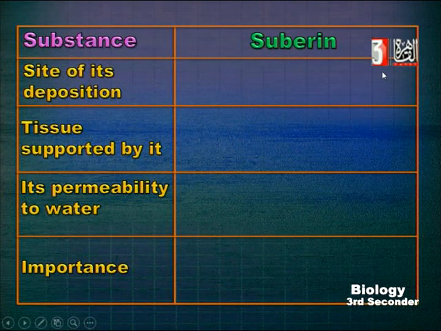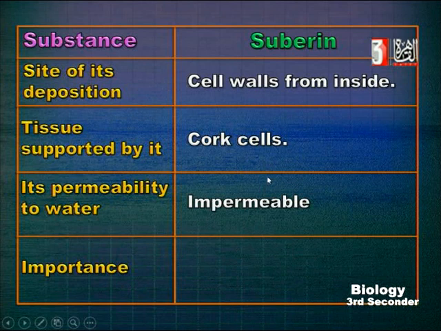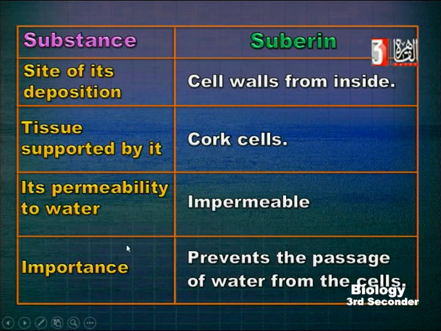Finally, suberin. Suberin is present in the cell wall of cork cells. So again, suberin is present in the cell wall from inside of the cork cells in woody stems. Suberin is water impermeable. It prevents the passage of water from the cells. Also, suberin has another importance, which is an immunity function: it prevents invasion of microbes into the plant stem.